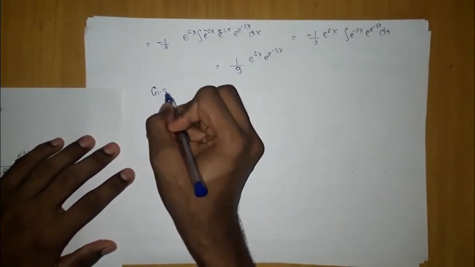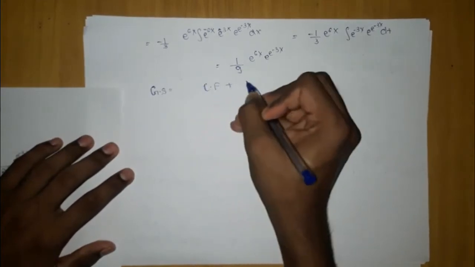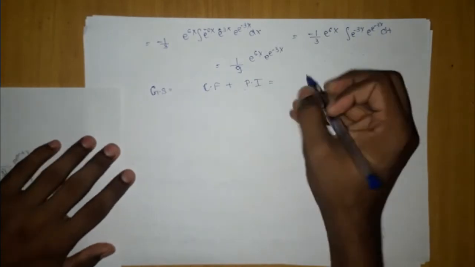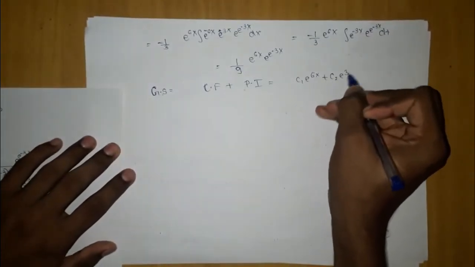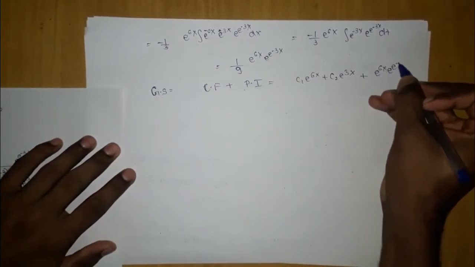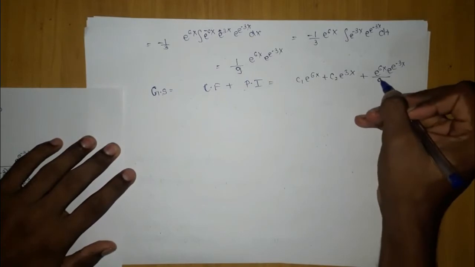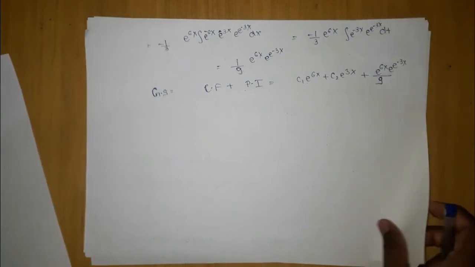Now general solution is a combination of complementary function plus particular integral. So you are going to substitute the things: c1 e to the power 6x plus c2 e to the power 3x plus e to the power 6x e to the power minus 3x by 9. So this is your required answer. Hope you understand each and everything. Now let's move on to the next question.